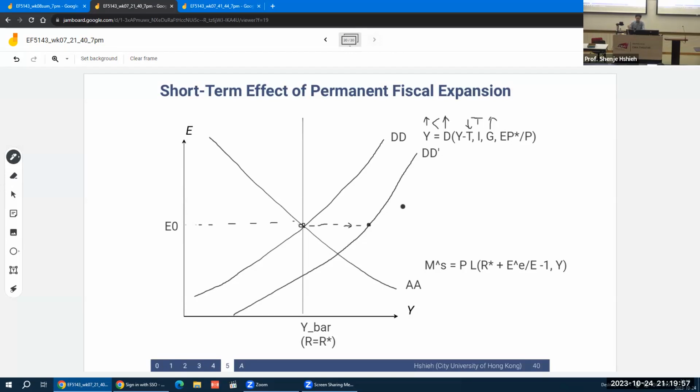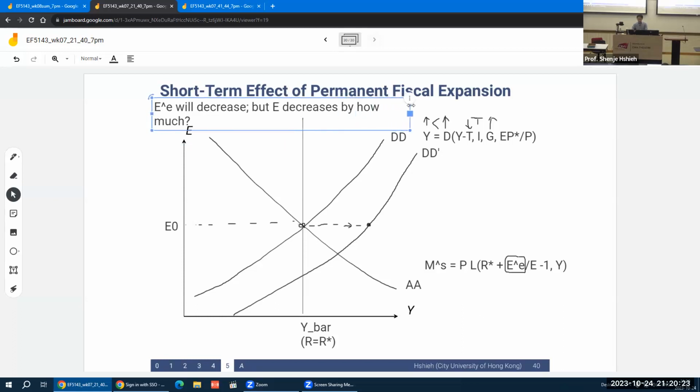Okay, so now the problem arises because it comes from here now, right? So just to emphasize, not only will E hat E decrease, but E decreases by how much, right? That's the question.